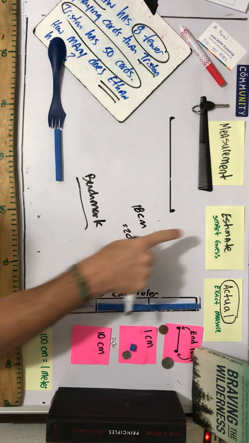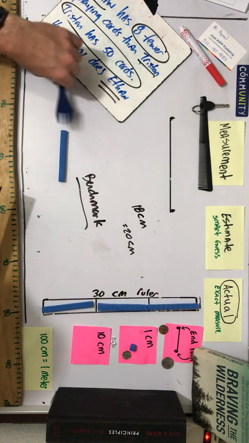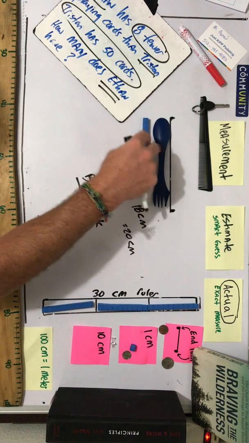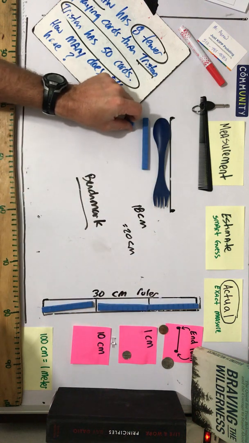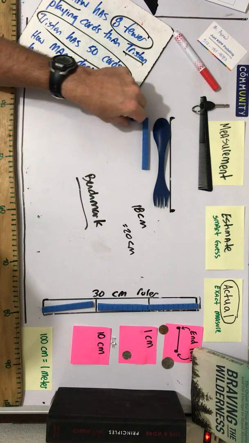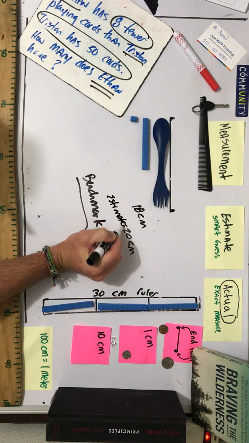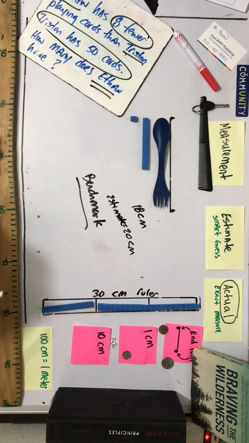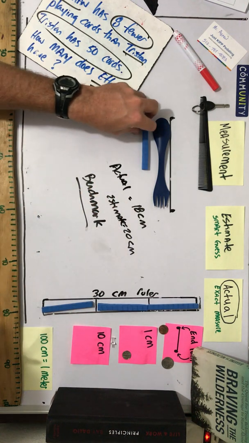Actual. 3-syllable word. Estimate. 3-syllable word. My estimate, what I first said for this fork, I lined it up. I said, using this as my benchmark, a 10 centimeter cube was my benchmark. A 1 centimeter cube was also able to be my benchmark. So I used that as my benchmark, and I said it was about 20. That was my estimate. My estimate for my fork was about 20. But my actual measurement was 18. This is the actual measurement, and it's a lot more exact. Okay?